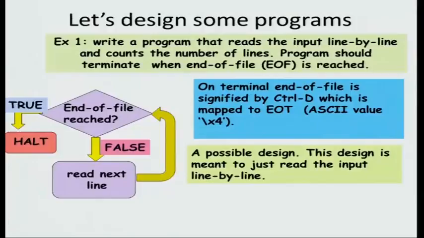Okay. So, the flowchart at the very top level can be envisioned as follows. So, we will just check has the end of file been reached. If the end of file has not been reached, you read the next line. Then you check again if the end of file has been reached; if so, you halt, otherwise you read another line. Okay. So, here is the very top level picture of what we want to do. This design is just meant to read the input line by line. It is a very vague flow chart, but at the top level this is what we want to do.